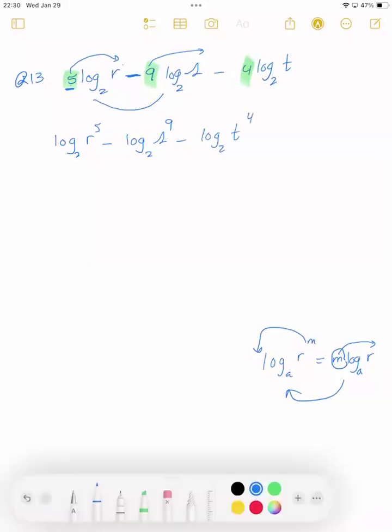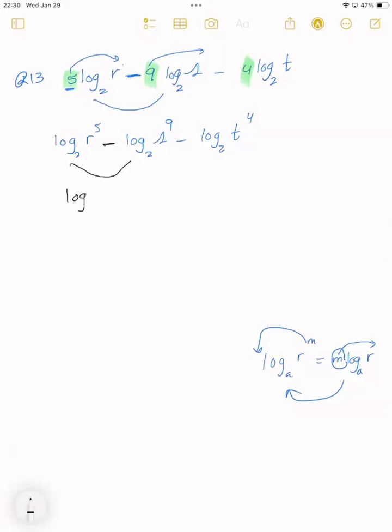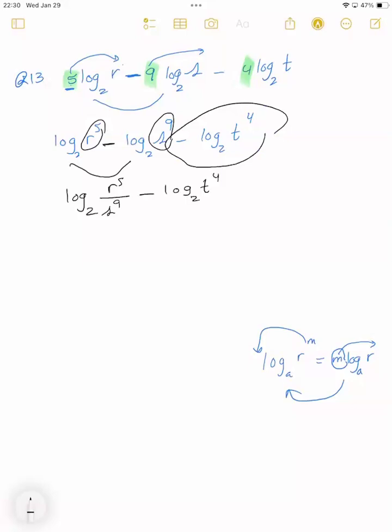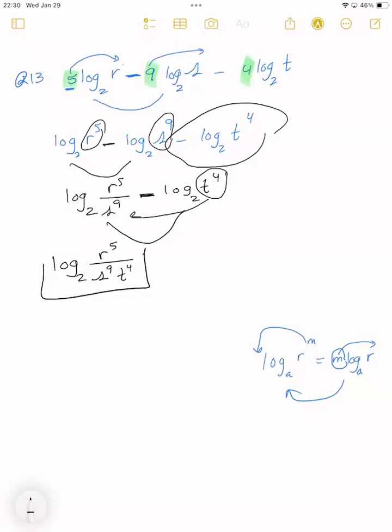Now that the exponents are gone, I can use the property and write this subtraction as one log. This is the numerator. This is the denominator. And then I have this one. And since there's another subtraction, this becomes the denominator. So I join these two as one log. T to the power 4 goes into the denominator. And that is your final answer. You just wrote everything as one log.